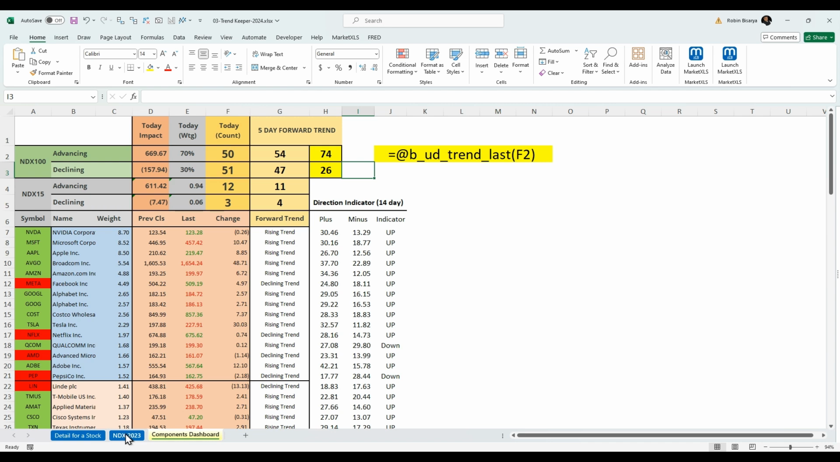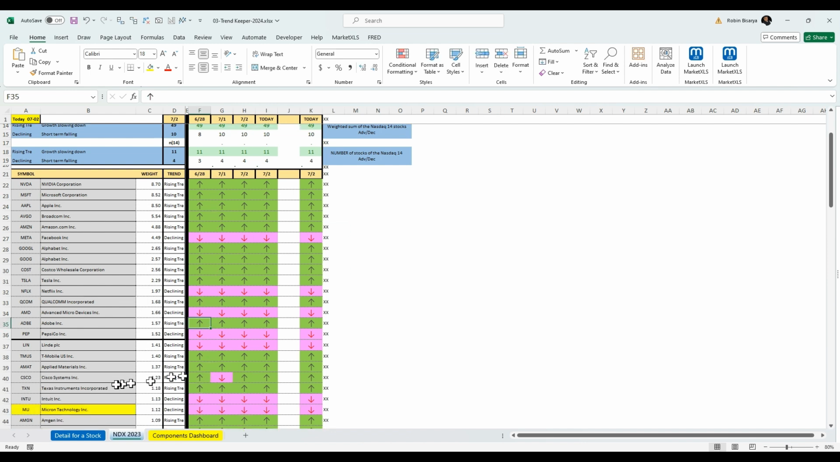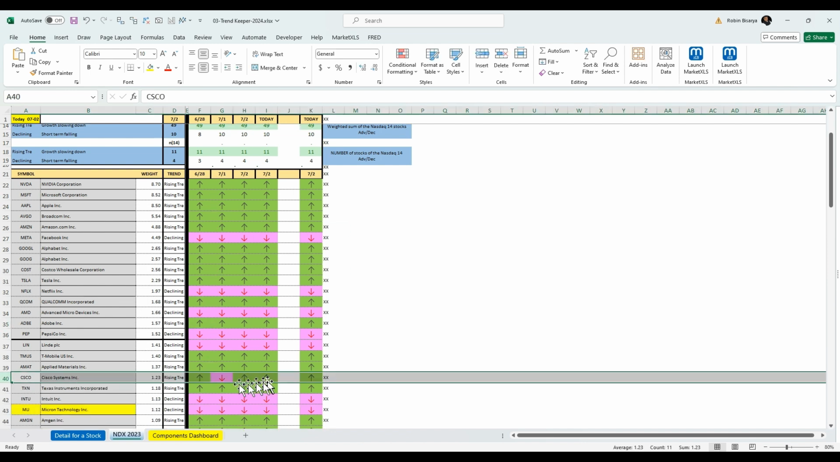You can also keep a running total of market changes over time. Another user, for example, runs this daily and copies the column each day, creating a running total of market changes. For instance, Cisco Systems was in an uptrend on June 28th, shifted to a downtrend on July 1st, and then it flipped again. Similarly, Compass was in a downtrend, but has recently entered an uptrend. This feature allows you to track market behavior over time.